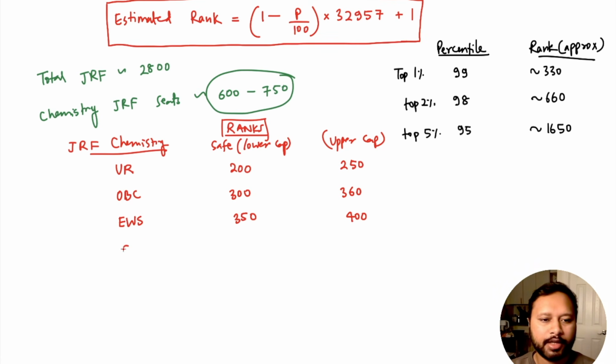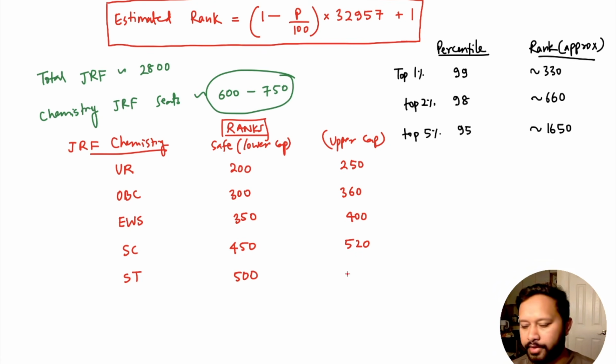Then comes your SC candidates. For them, if your rank is better than 450, you can consider yourself in a safe zone, and the upper cap is 520. For ST candidates, it's better than 500 and the upper cap is 580. If your ranks are better than the ranks which I have shown, there are high chances that you will be JRF qualified. If I talk about LS, I'll just do it here itself.